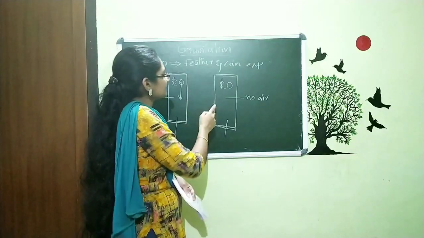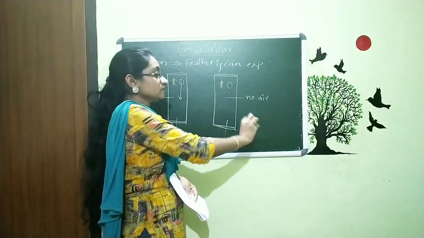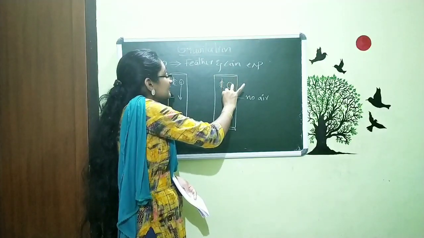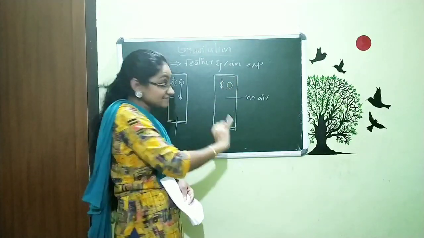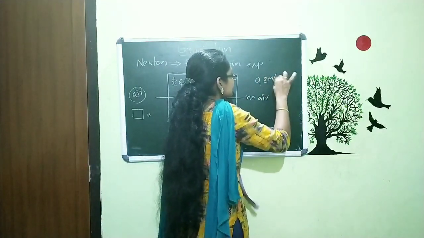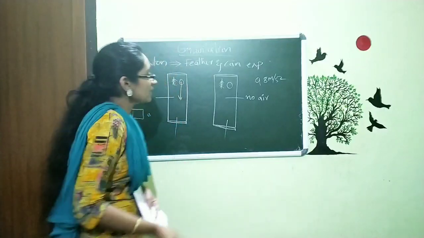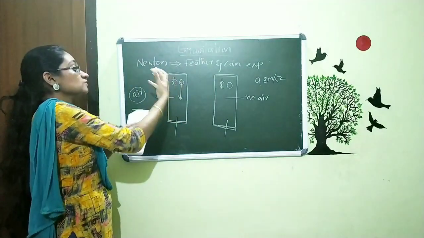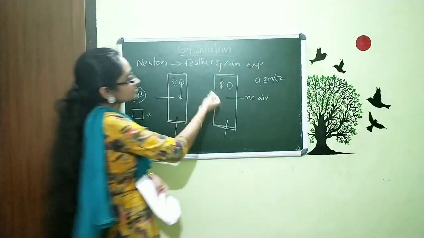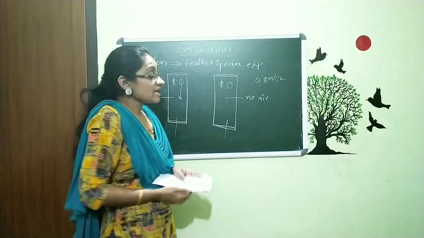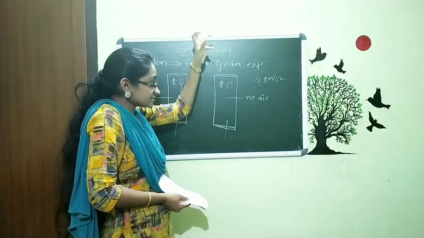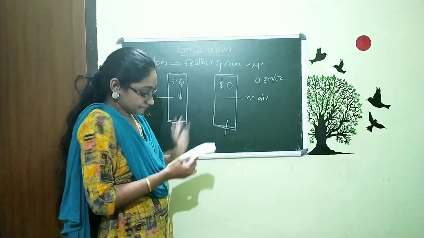And what happens here is that there is no air, so both of the things are moving at the same speed. That means the same acceleration. And that acceleration is 9.8 meter per second square. So actually the difference occurs because of the air and air's resistance. Here there is no air and so no resistance. And because of that, these things are coming at the same acceleration.